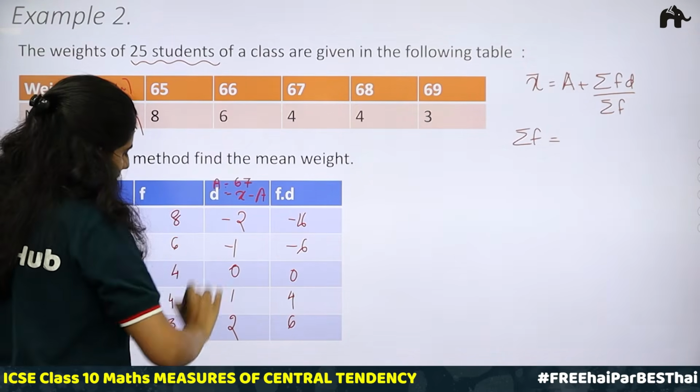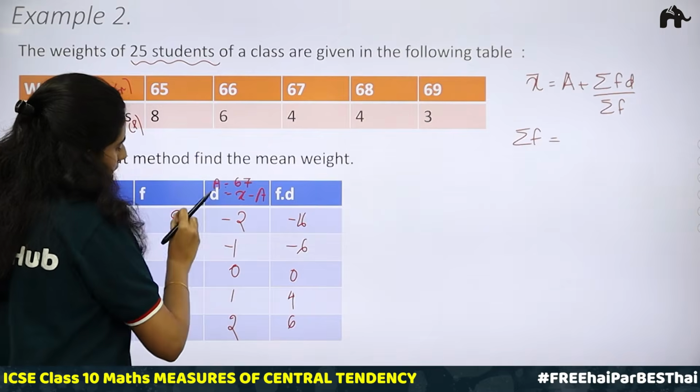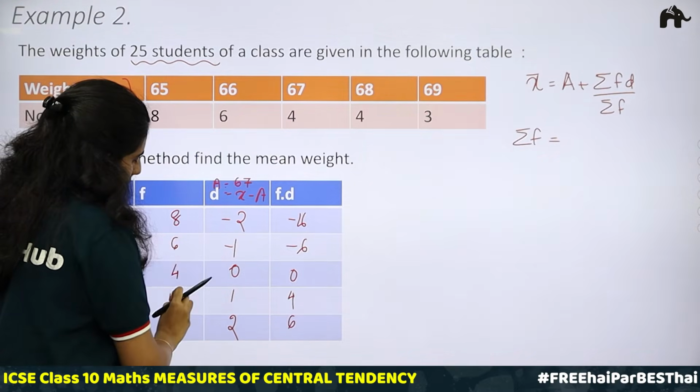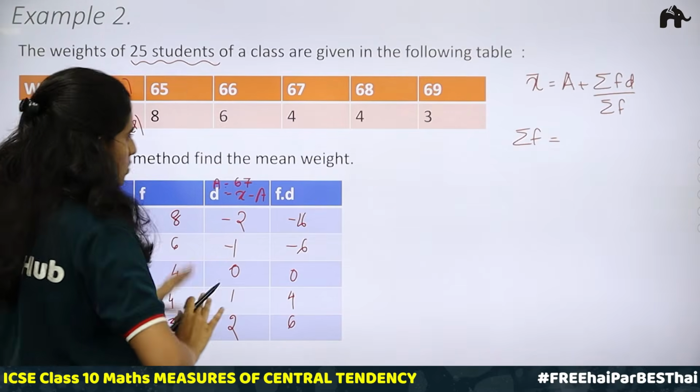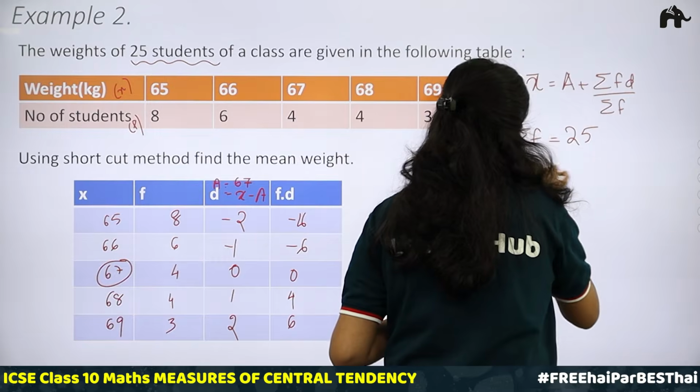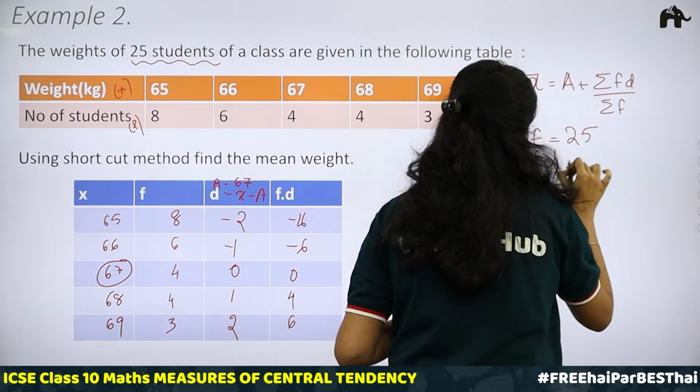So, if you add these values, 8 plus 6 is equal to 14, 14 plus 4, 18, 18 plus 4, 22, 22 plus 3, 25. So, sigma F is 25. Next, we need sigma F into D.